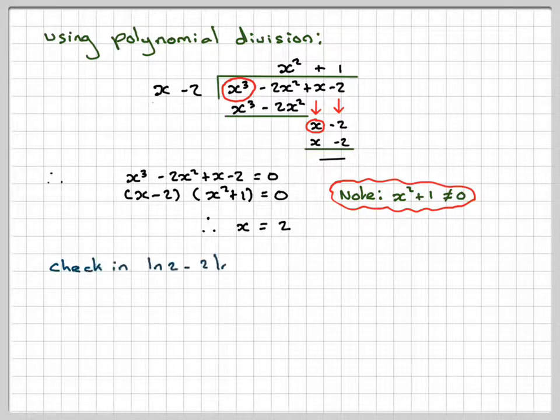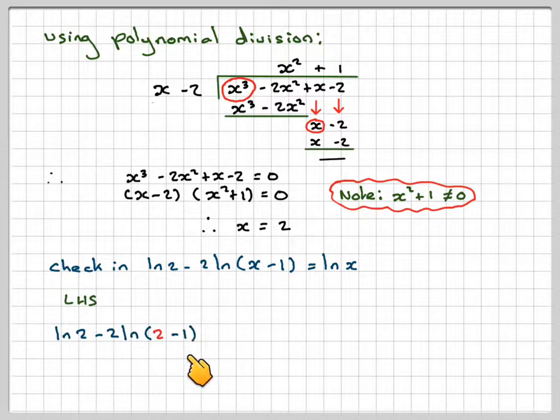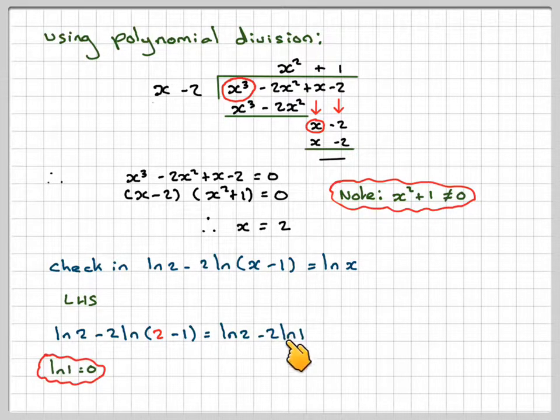We can check in the original equation, which was ln of 2 minus 2 ln of (x minus 1) is equal to ln of x. Left hand side gives you ln of 2 minus 2 ln of (2 minus 1), which gives you ln of 2 minus 2 ln of 1. Now ln of 1 is equal to 0, so this is 0, so we've got ln of 2 on this side, and then on the right hand side we just put ln of 2, and therefore we've got agreement here. So we know that the left hand side is equal to right hand side, therefore the only solution is x is equal to 2.